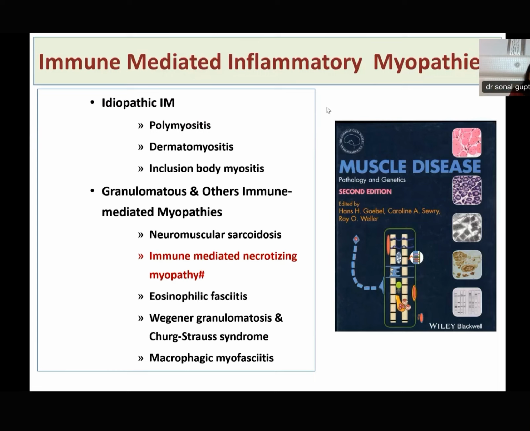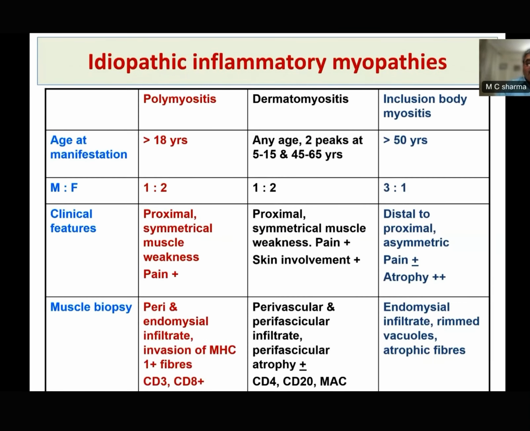So the earlier classification was polymyositis, dermatomyositis, inclusion body myositis, but there are other categories also. Then there are some granulomatous and other immune types, and these are some of the differences. Dermatomyositis can occur in children, juvenile, as well as in adults. Polymyositis occurs after the age of 18, but there is a question mark nowadays for the diagnosis of polymyositis. Inclusion body myositis is after the age of 50, people say, but I'm not very sure whether it starts early.